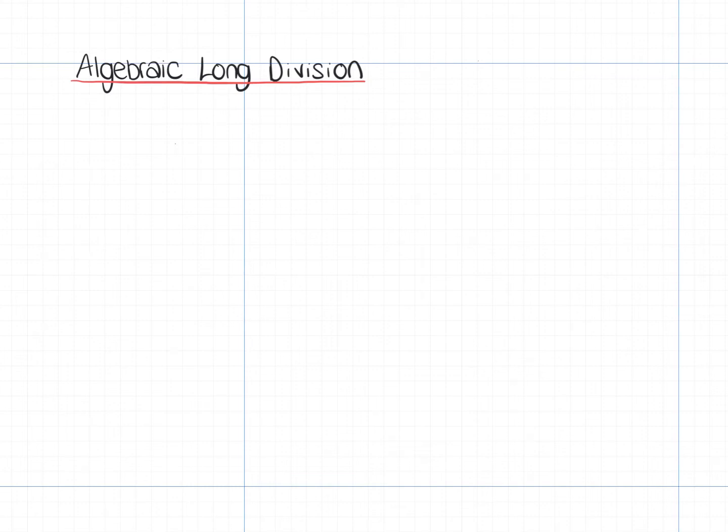So the next topic we're going to look at is algebraic long division. Just as a quick recap, we're going to look at how we do division with numbers. If we think about how we would do a division with numbers, I'm going to start with a really easy example and say, what would happen if I wanted to do 378 divided by 12? And we've got two methods of doing this.